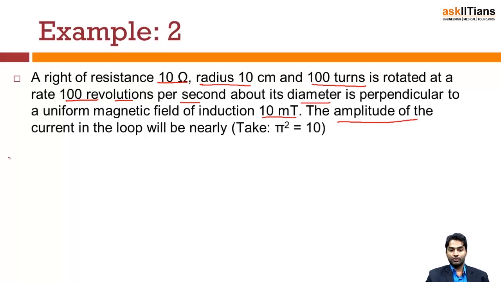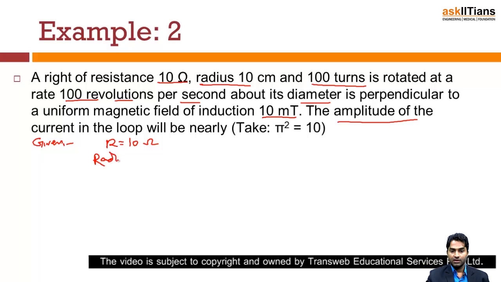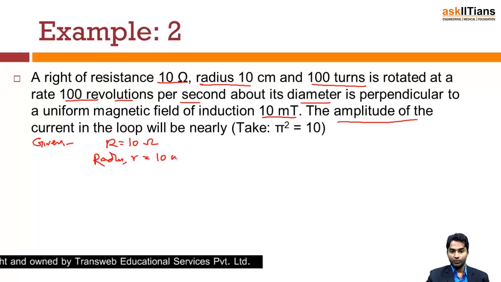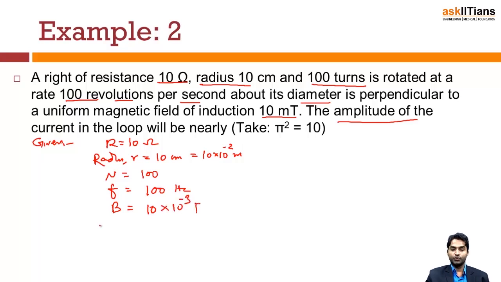First of all we will note down the given terms. R is equal to 10 ohm, the radius is denoted by small r, which is 10 centimeter. We can convert it into meter, 10 into 10 power minus 2 meter. Number of turns is 100. It is rotated at a frequency of 100 revolutions per second. The diameter is perpendicular to the field, and the magnetic field is given as 10 millitesla, that is 10 into 10 power minus 3 Tesla. We have to find the amplitude of the current.